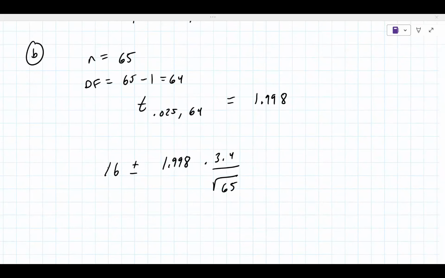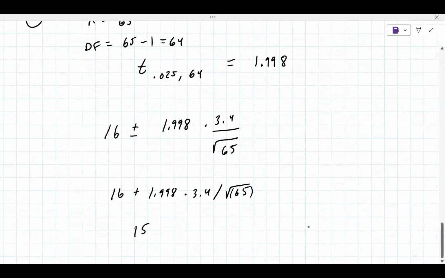When you type this into a calculator, do you do the left side first, like 1.998, or did you have to do it individually first, like solve the 3.4 over 65? Here's how I'm entering it. You can enter it all in one step with appropriate parentheses, like your calculator knows to multiply and divide, then add. Okay, I got 16.8425. Okay, that's the upper bound, and then do the lower as well.